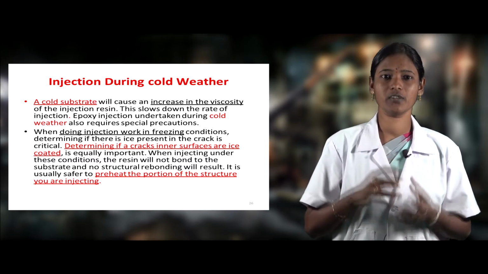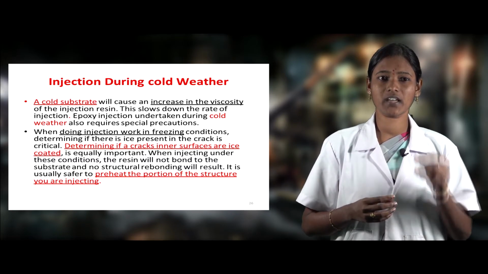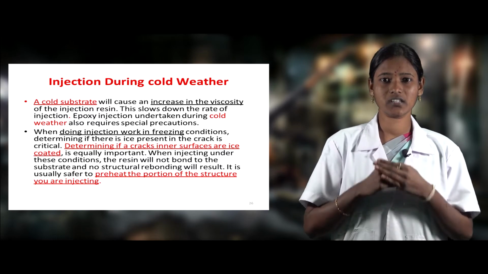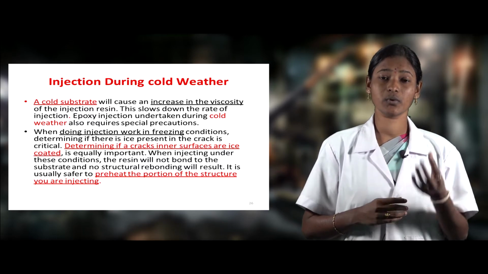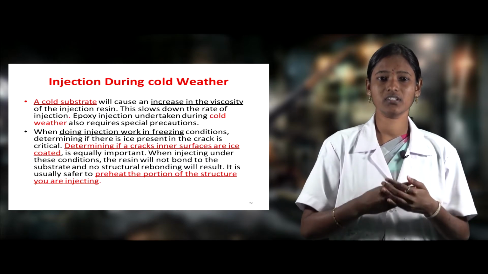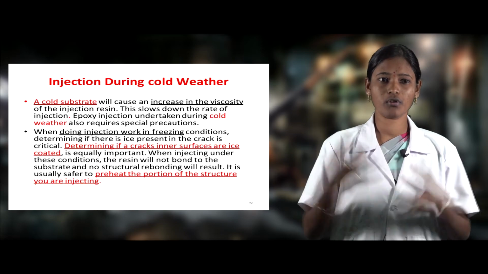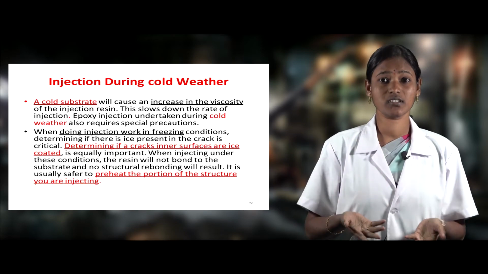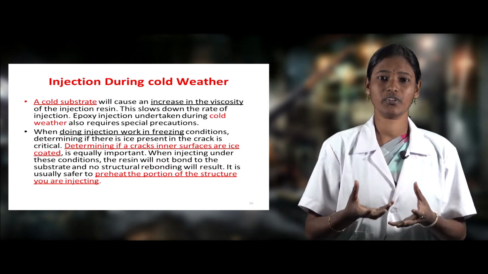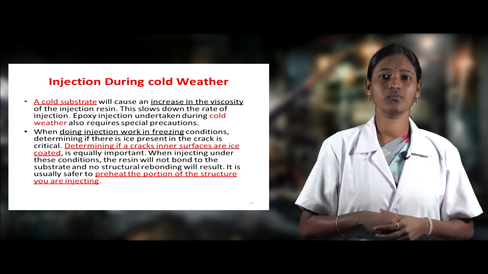When doing injection work in freezing conditions, determining the ice present in the crack is critical. Determining if a crack's inner surface is coated with ice is equally important as sealing the crack. When injection is carried out in these conditions, the resin will not bond to the substrate and there is no structural stability in the substrate. So it is usually safer to preheat the portion of the crack, and then injection should be carried out.